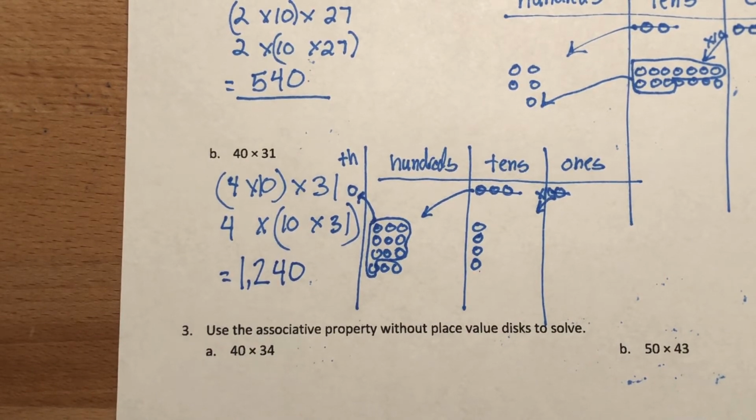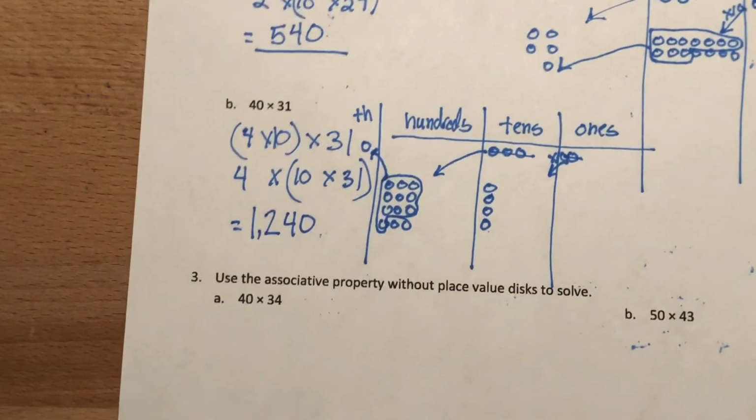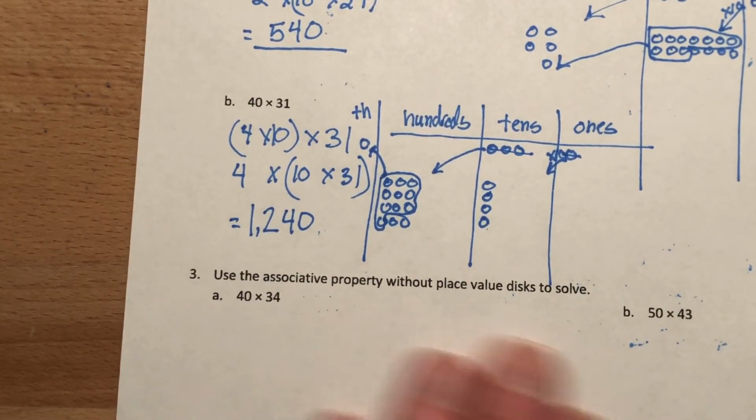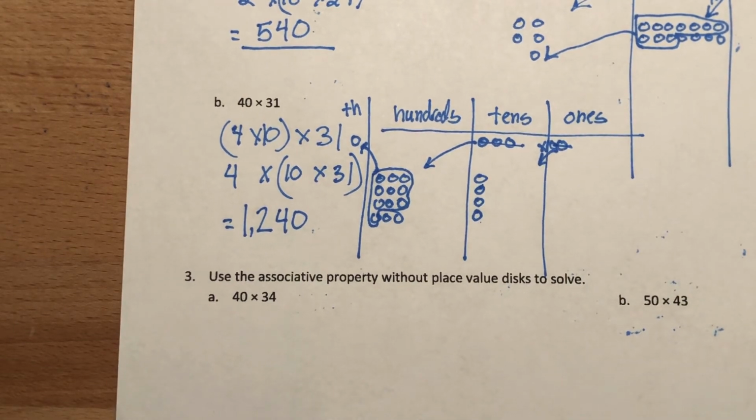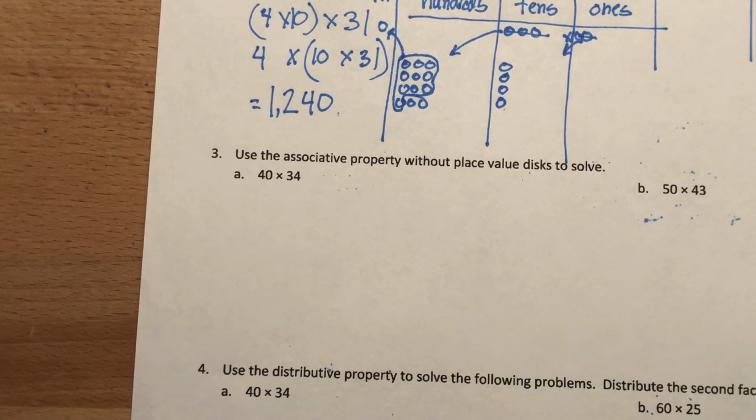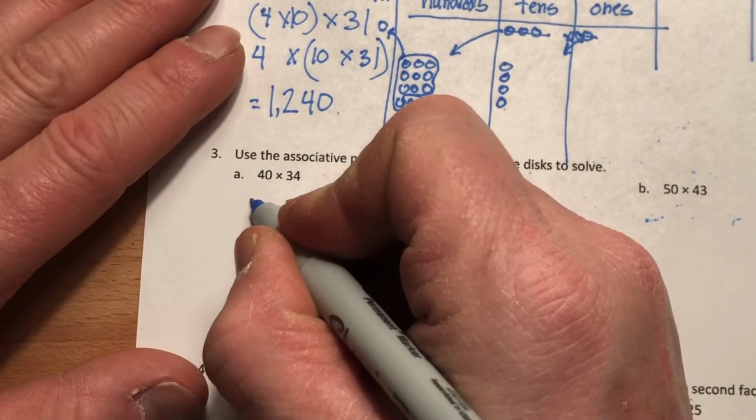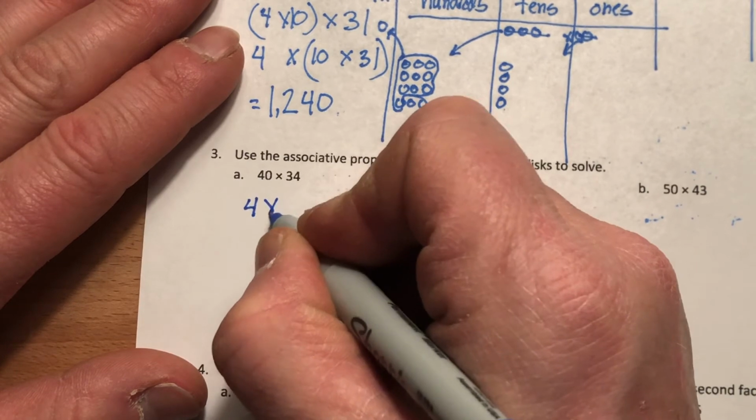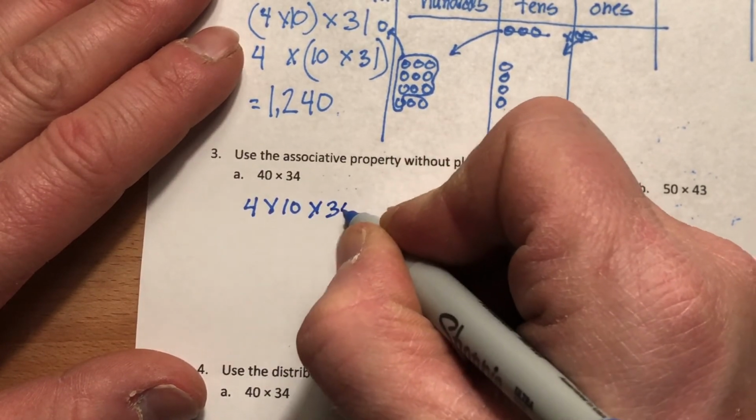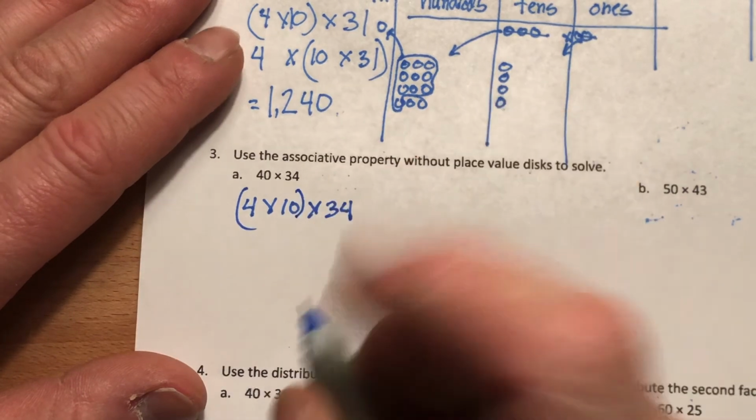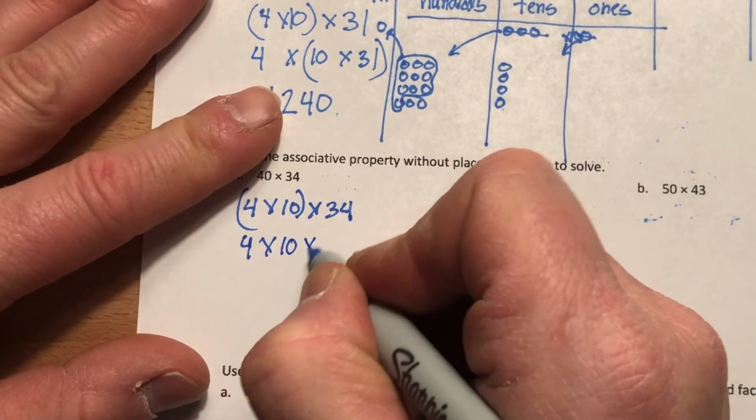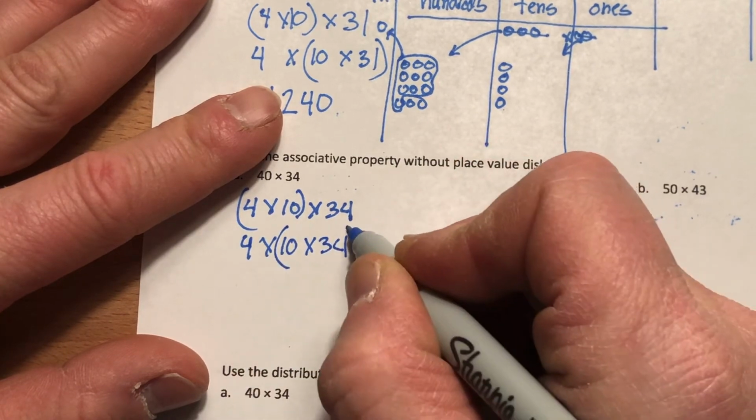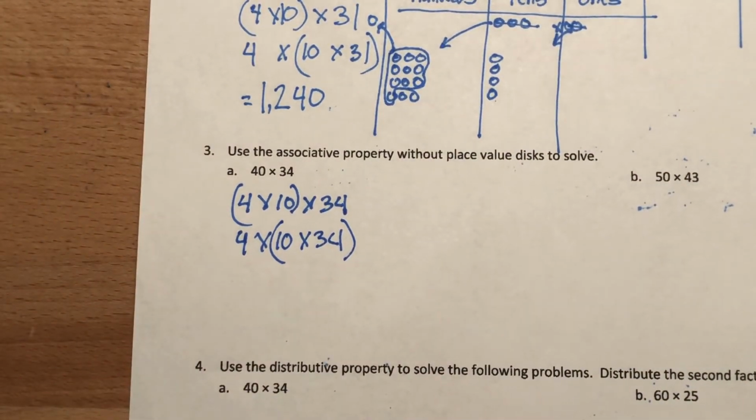Okay, so the next 3 here, the couple we're gonna do here, we're not gonna use place value discs. We're going to do straight up multiplication for it instead, okay? So this might shed some light on it. So what we're gonna do here is say 40 times 34. So I'm gonna do 4 times 10, just like we have, times 34. Okay? Then we're going to do this again, 4 times 10 times 34. But now we're going to put the parentheses around that. Okay? So what is 10 times 34?